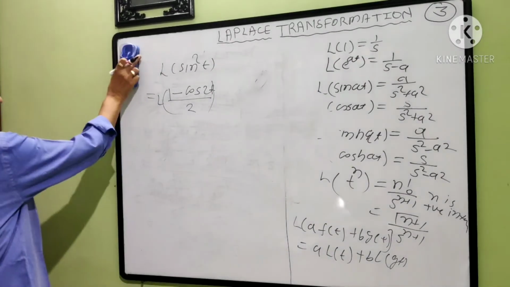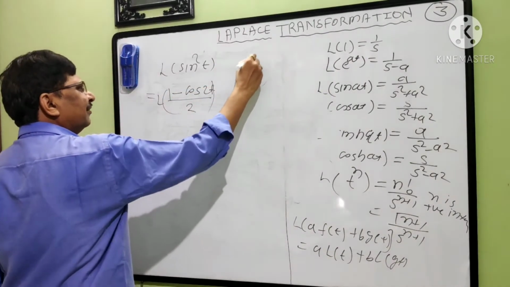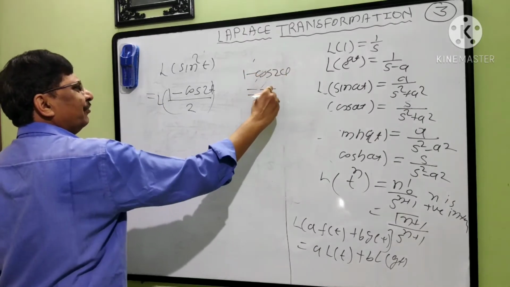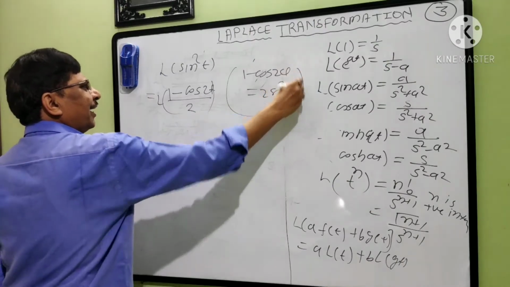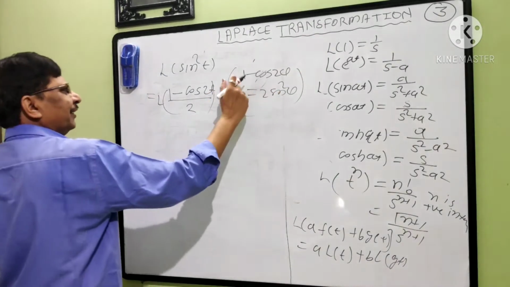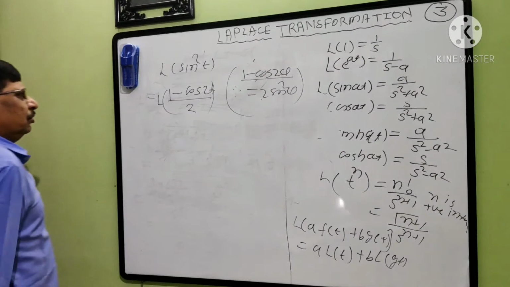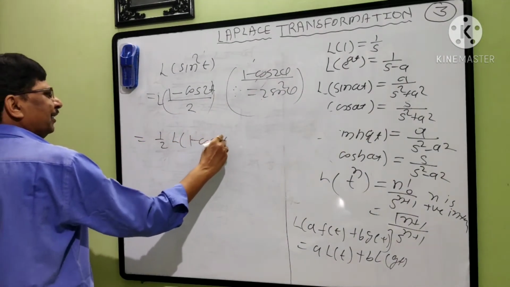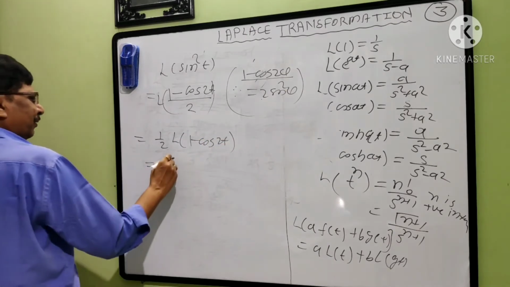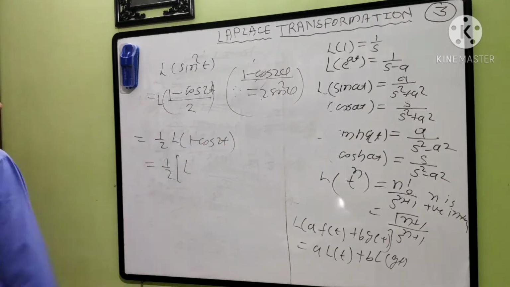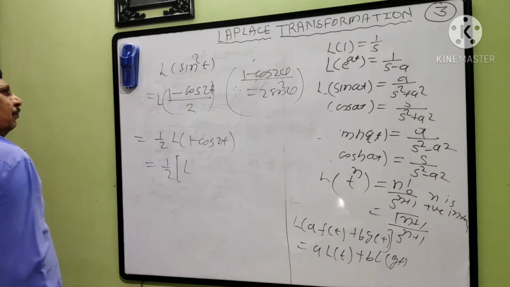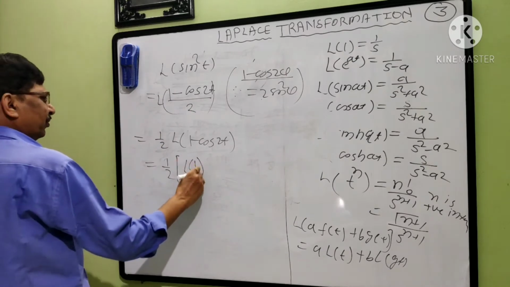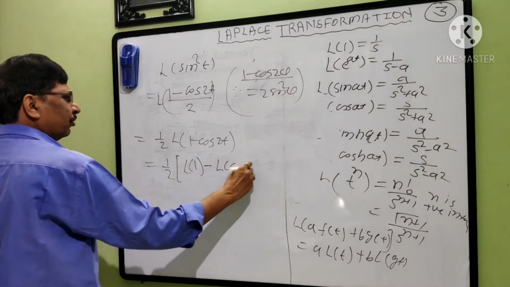You have used it in 11th, 12th, FY, in all classes. What is the formula? 1 minus cos 2 theta is 2 sine square theta. Here I have used it. That means sine square theta is 1 minus cos 2 theta upon 2. Now take 1 by 2 outside, Laplace transformation of 1 minus cos 2t, linear property. That means 1 half is multiplied to this whole function, that is, Laplace transformation of 1 minus Laplace transformation of cos 2t.